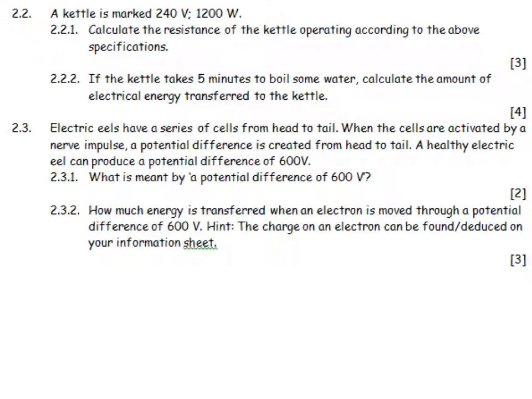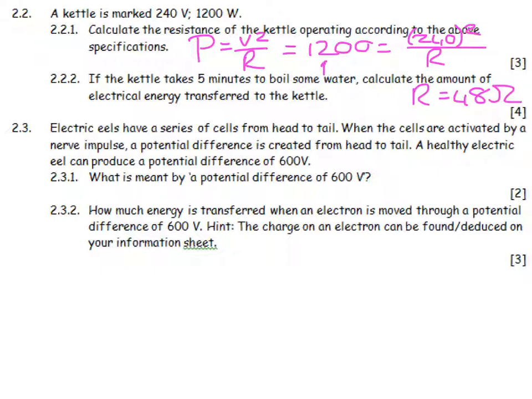We've got this kettle, and it's got those markings. What is the resistance? I know that power is equal to V squared divided by R, which means that I can say power is 1,200. V squared is 240 squared divided by R, and R, when I resolve it out, turns out to be equal to 48 ohms.